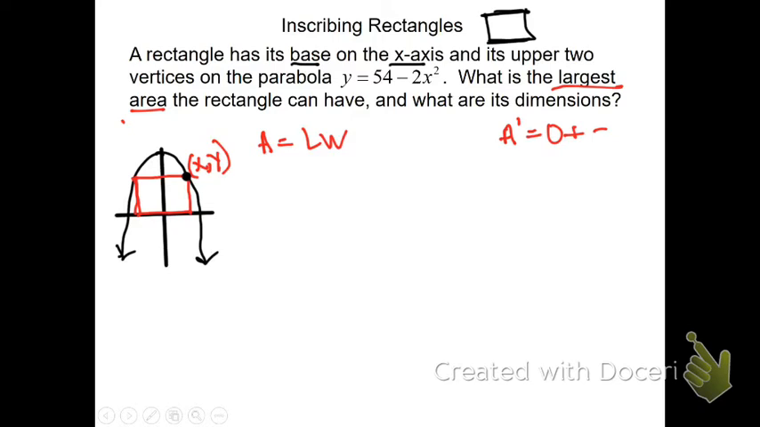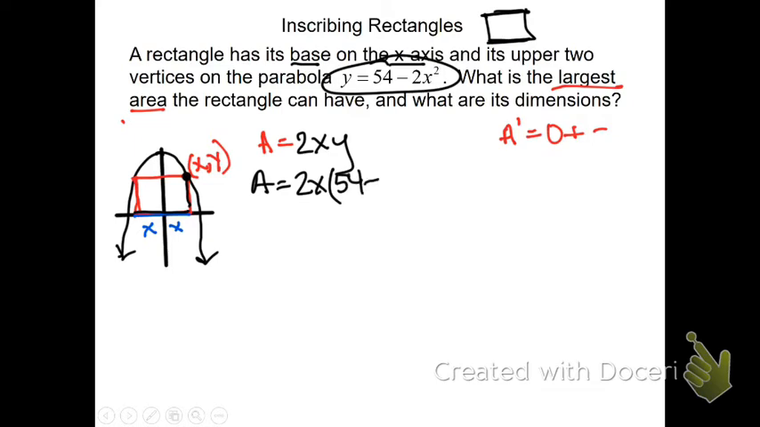But that means that this distance here is x, which means this is also x. So my area equation, if I'm doing the length and the width, is going to be a total of 2x times y. That's my area equation. Then, as always, make sure you get rid of the y, replace it with this guy. So my area is going to be 2x times y, which is 54 minus 2x squared.